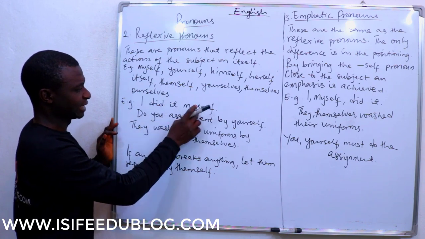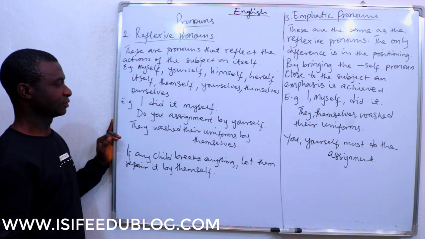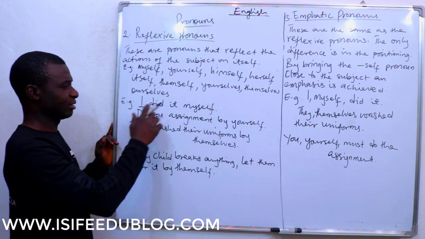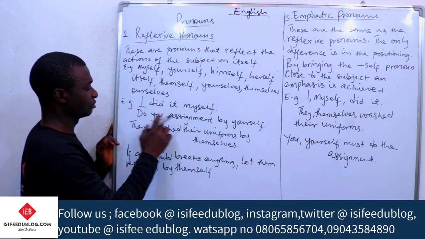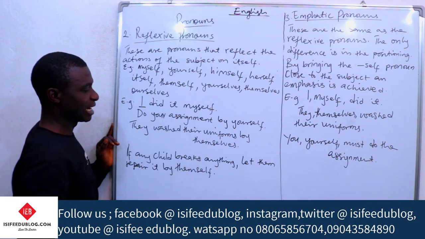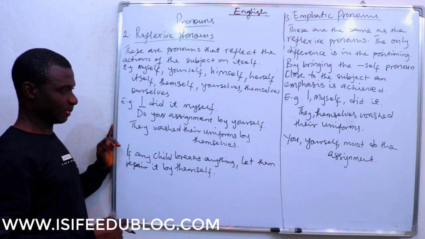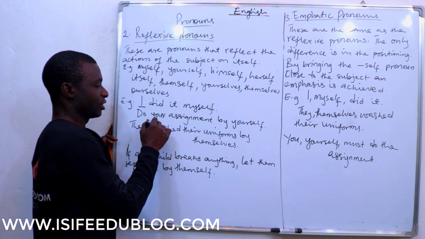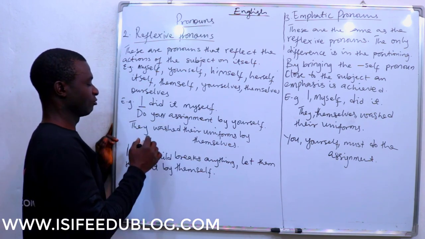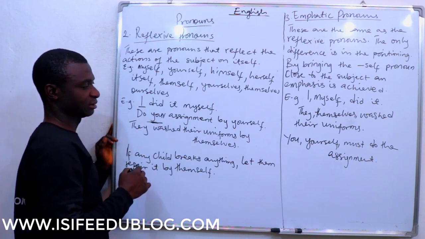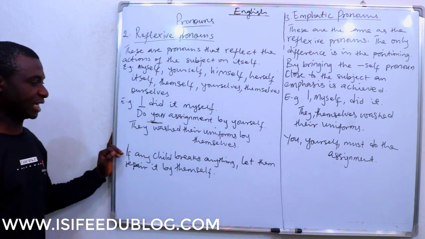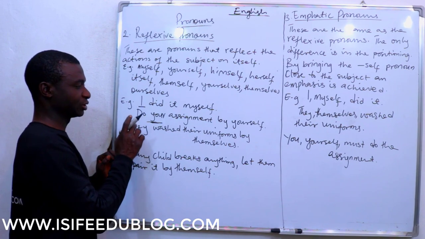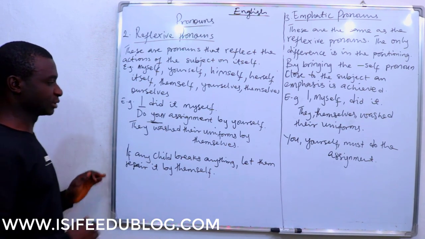I did it myself. I did the job myself, which means I is the subject and is the performer of the action here. That's why myself returns. Do your assignment by yourself. That's my piece of advice. Do your assignment by yourself, which means the addressed person will be the said person to do this assignment. Reflexive. They washed the uniforms by themselves. So the action returns to the subject each time.